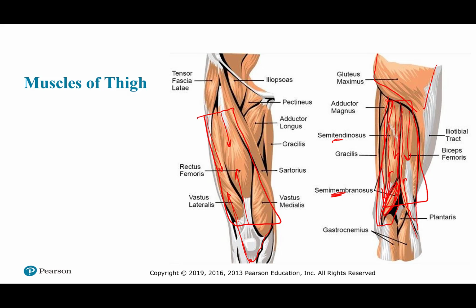And once again, the biceps femoris, the semimembranosus, and the semitendinosus make up the hamstring group, and they attach to the lower legs. When they contract, they're going to pull up the lower leg, leading to knee flexion.